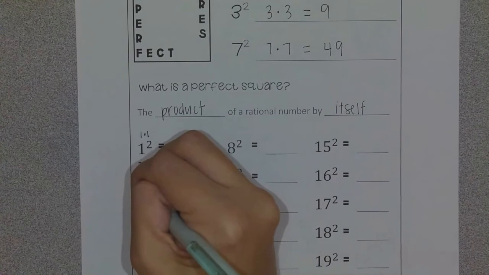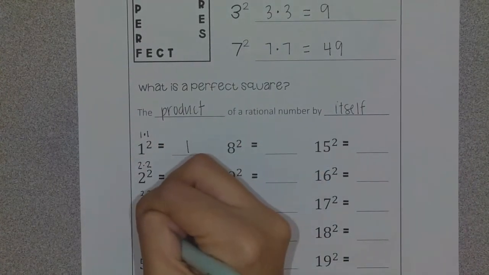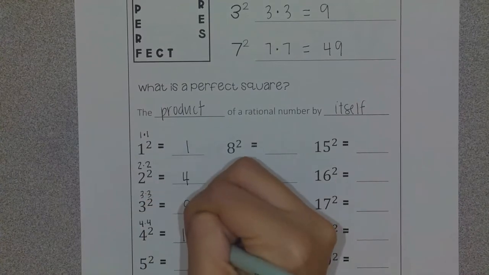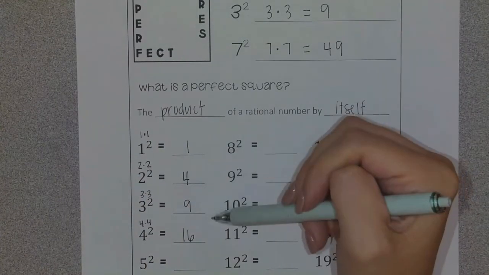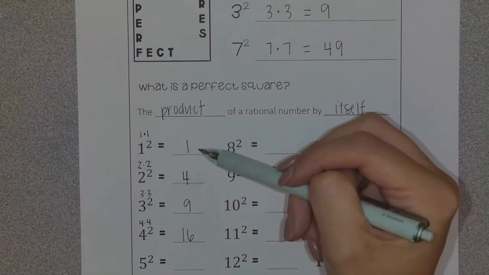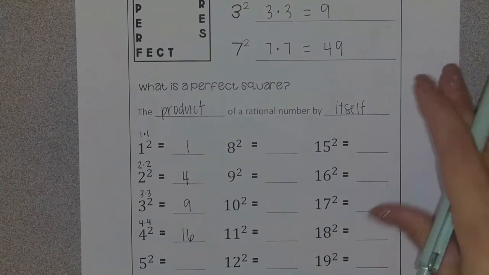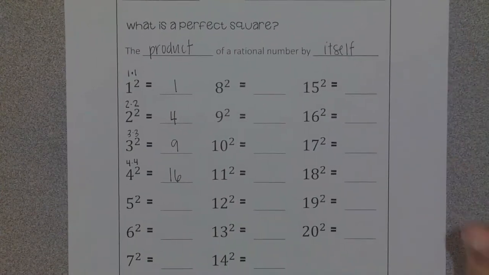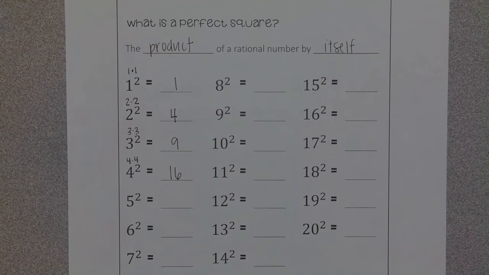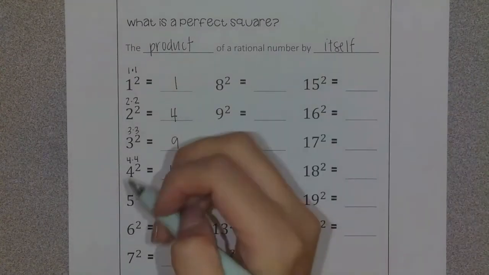3 squared, 3 times 3 gives me 9. 4 squared, 4 times 4, which gives me 16. So again, we're just creating a list of products that are called perfect squares. So 1, 4, 9, 16, all perfect squares. Now it's helpful to know the first 20 perfect squares, as they are the most common ones that we will see. So we're just going to fill this out together.